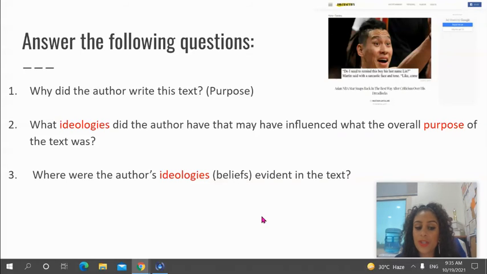Lastly, where did you find some evidence of the author's beliefs, ideologies in the text? I want you to find 3 examples of where it's really clear that you can see what the author's ideologies are. Ideology just means their opinions or their beliefs. So can I get you to take about 10 minutes to answer these questions in a Google Doc or in your English book if you prefer, okay? Getting up your Jeremy Lin text again and answering those 3 questions. You can pause this video for now.